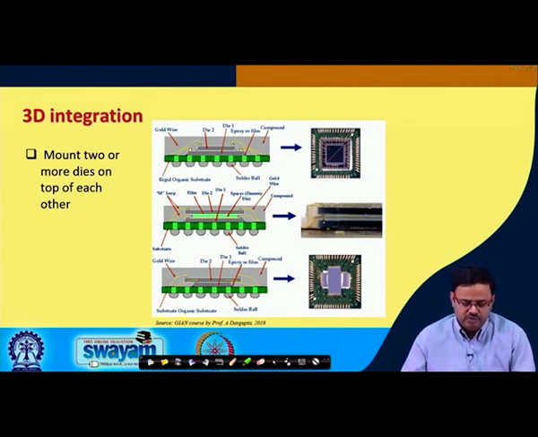And if you look at the top view, you see this. Okay, these are two separate dies, okay, and two levels of wire bonding, one for the lower one and one for the higher one.